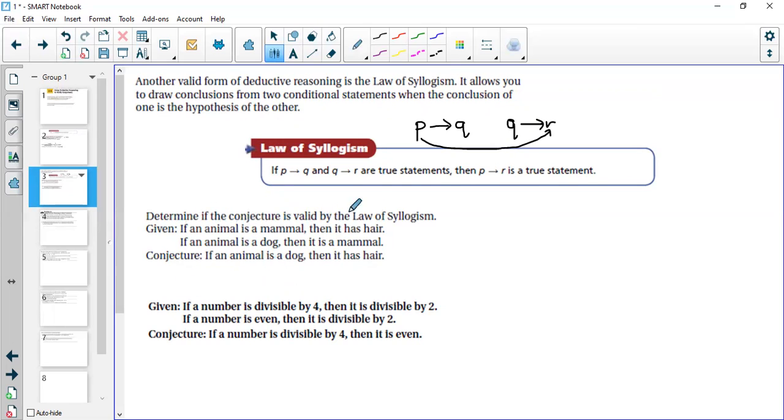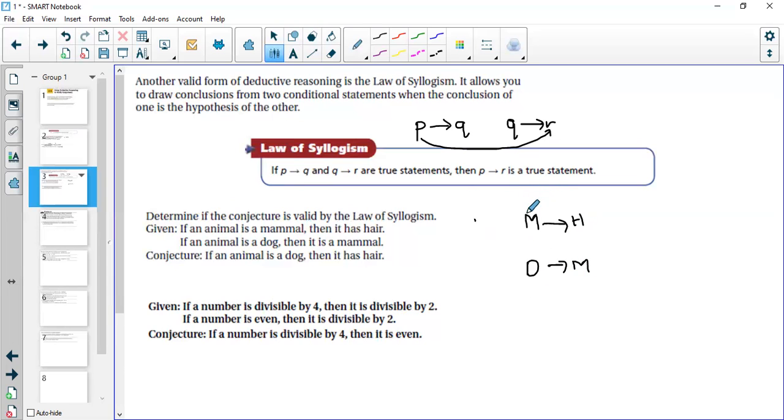Determine if the conjecture is valid by the law of syllogism. Okay, so see here: if an animal is a mammal, then it has hair. So first the condition is if an animal is a mammal. Now I'm not writing all the words, I'm just writing the first letter of every condition. So if the animal is a mammal, then it has hair. If an animal is a dog, then it is a mammal.